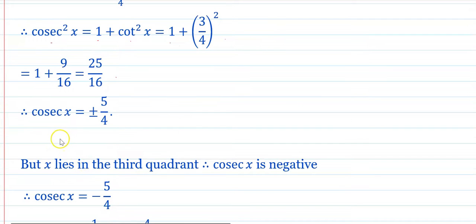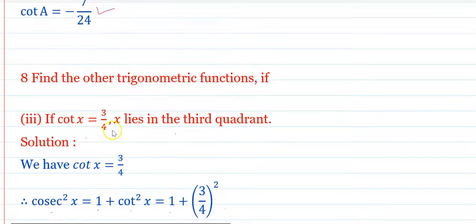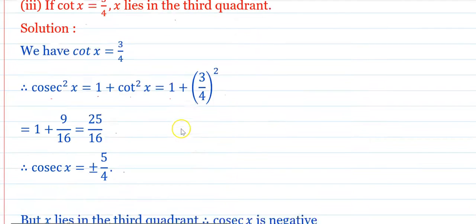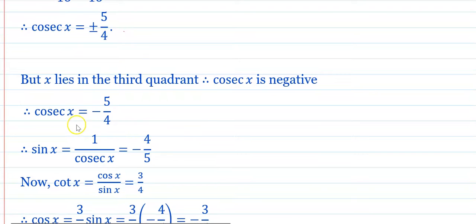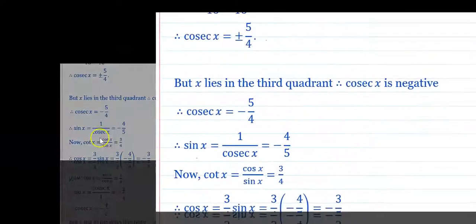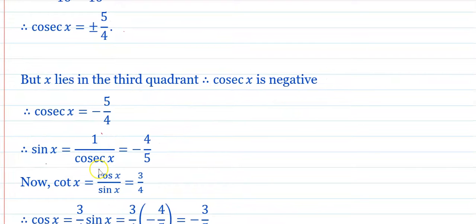Taking the square root again, you will get plus or minus. Cosec x is equal to plus or minus 5 by 4. X lies in the third quadrant, and in the third quadrant, cosec x is negative. Therefore, sin x, meaning, the reciprocal of cosec, 1 upon cosec x, that is minus 4 by 5. The reciprocal of minus 5 by 4 is minus 4 by 5.